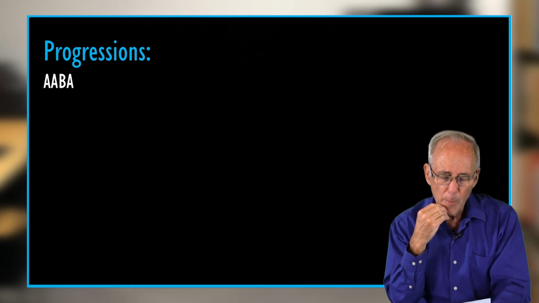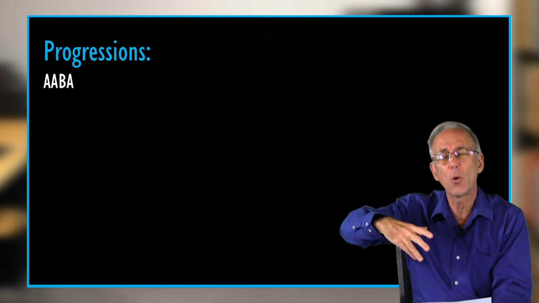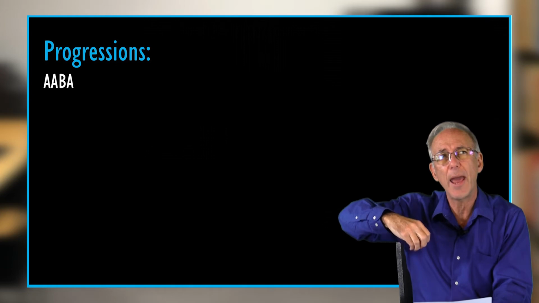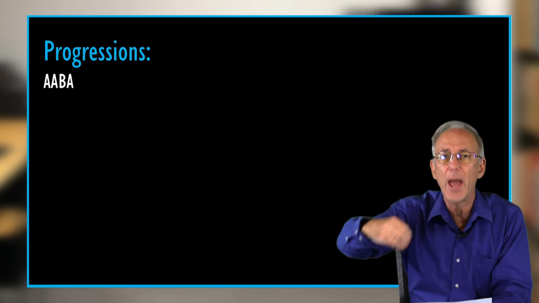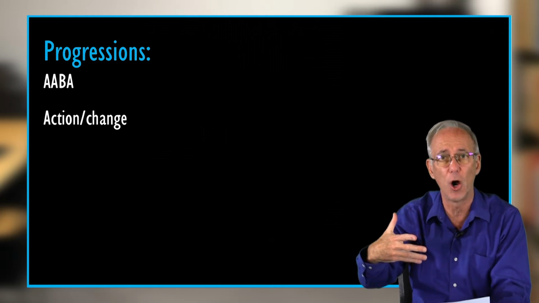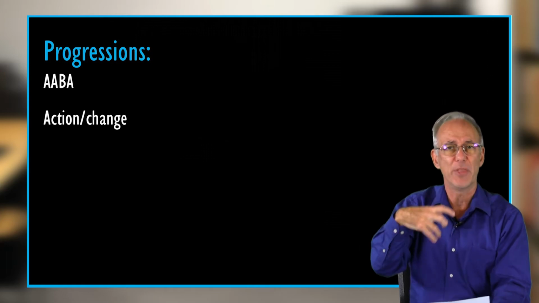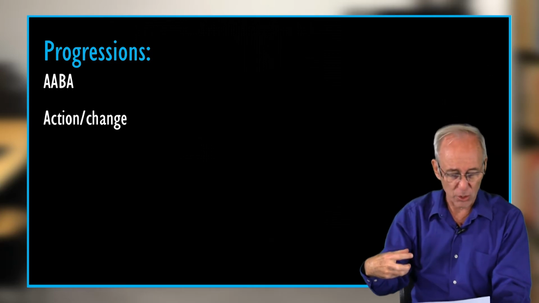We will talk about progressions, which are ways to have the song include some action or have the character go through some change during the song, as opposed to a static moment in the theater. Something changes during a musical theater song.